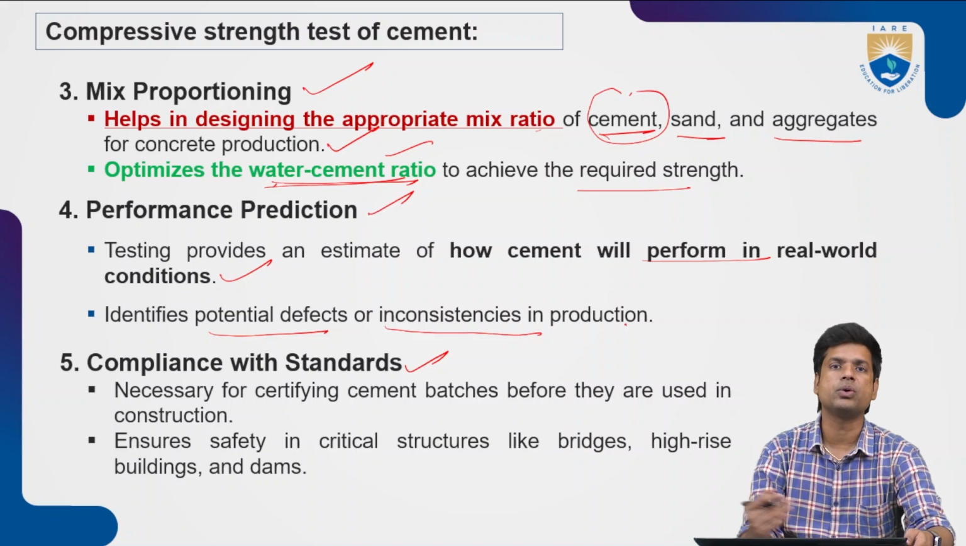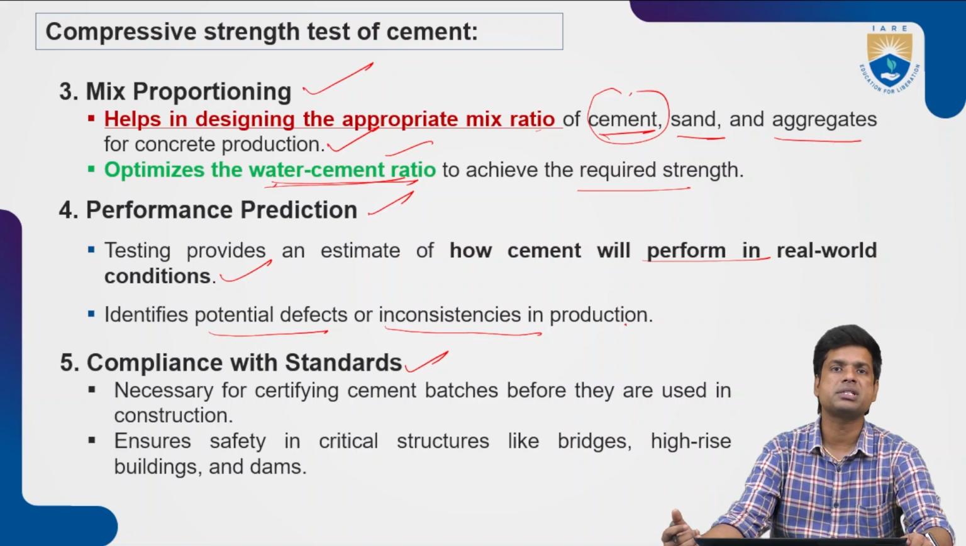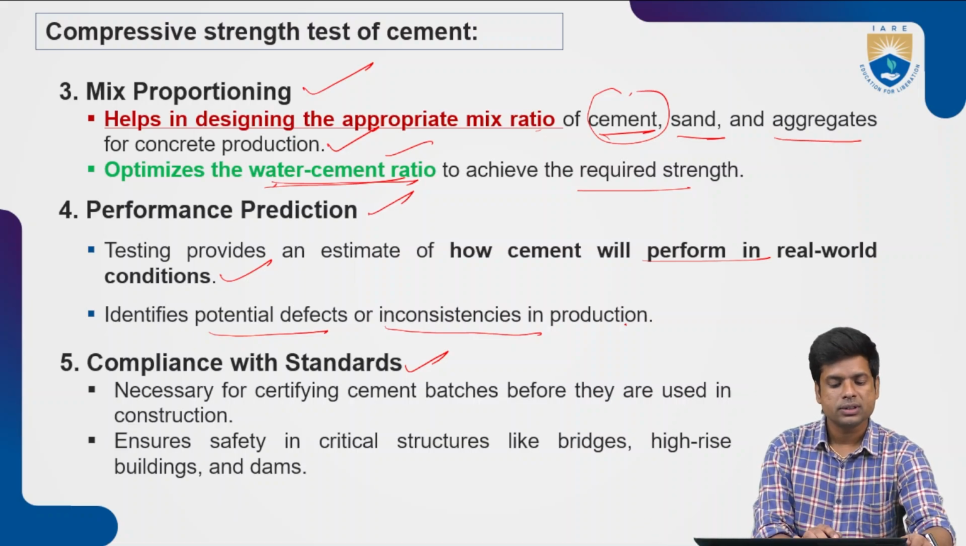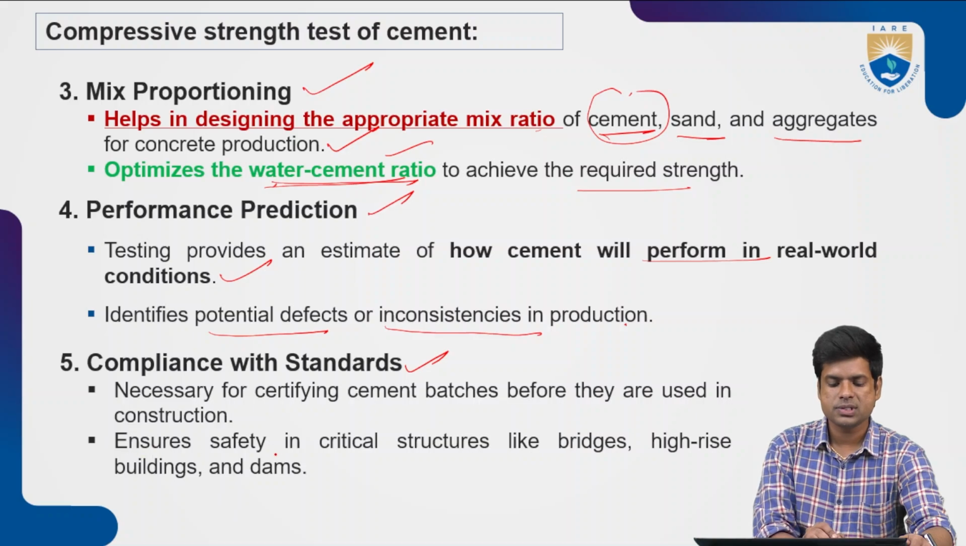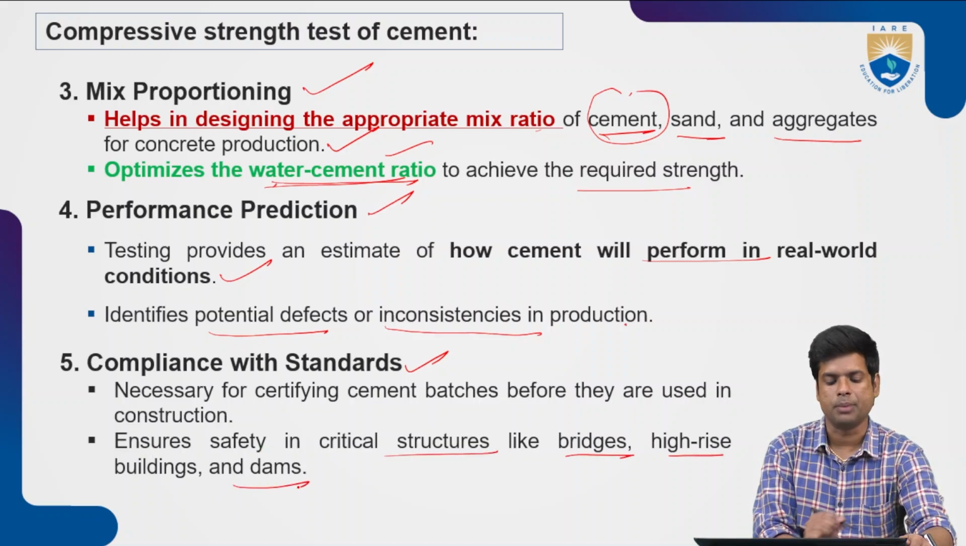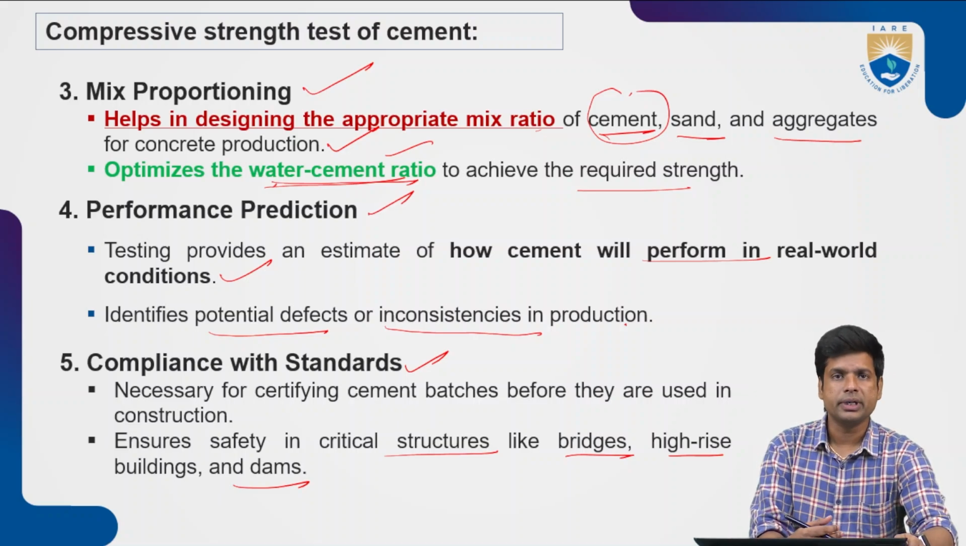Suppose it is not giving good results, then we have to change the chemical composition. We have to change the composition ingredients in the cement while manufacturing itself, so that you can take the required remedies while manufacturing. So this particular testing is also very much needful in certifying the cement quality. And next one, it ensures safety in critical structures like bridges, high-rise buildings, and dams.